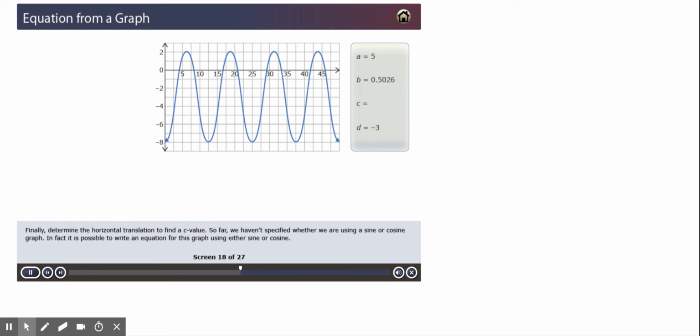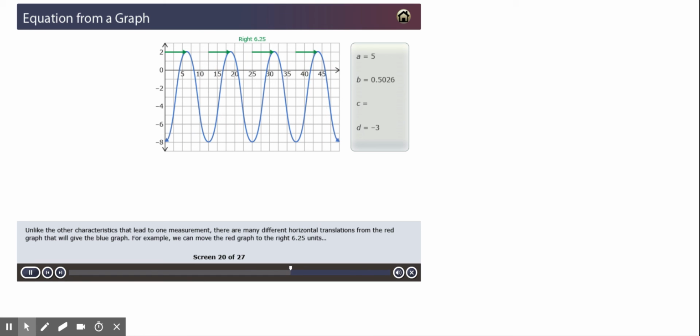Finally, determine the horizontal translation to find a C value. So far, we haven't specified whether we are using a sine or cosine graph. In fact, it is possible to write an equation for this graph using either sine or cosine. Suppose we choose to write a cosine equation. A cosine equation with a C value of 0 will have a maximum at x equals 0. In this case, the maximum occurs at point 0,2. Unlike the other characteristics that lead to one measurement, there are many different horizontal translations from the red graph that will give the blue graph.